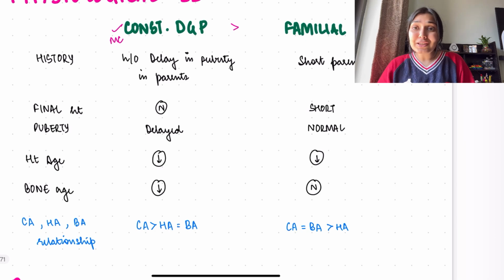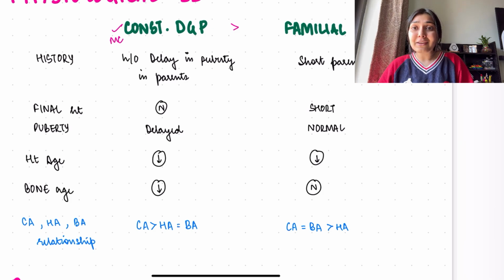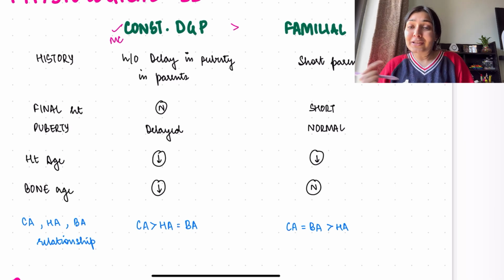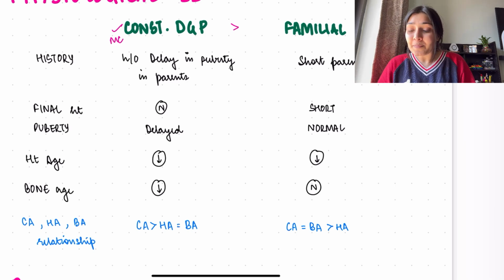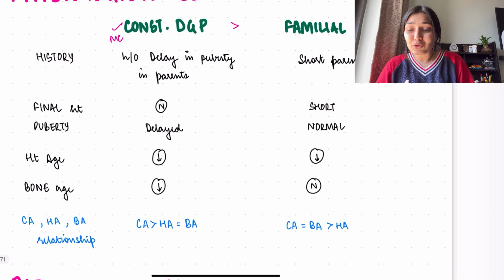Whereas in constitutional delay in growth and puberty, the parents are not short, but the child is short. But this child will eventually gain height later in puberty, later in the adolescent years, and will catch up to the target height. So the final height here is going to be normal, but today the child is short, right? And when you probe the history, you find out the parents also attained this growth later on in their adolescence, right? Out of these, the most common is constitutional delay in growth and puberty.